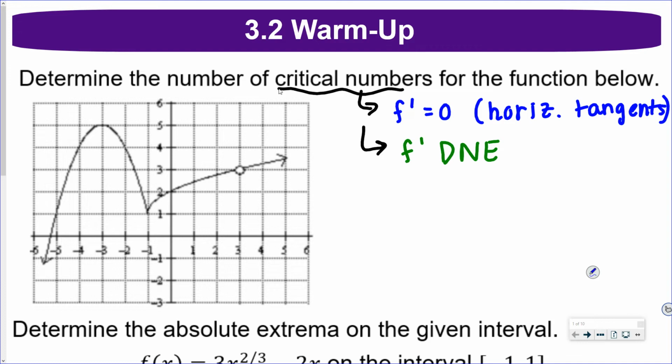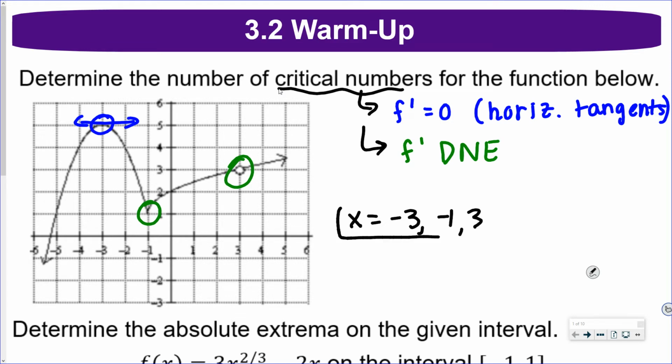There was 1 with a horizontal tangent. That was right here. I'm just going to list the x values. If you listed the ordered pairs, that's okay. So -3 would be a critical number. And then there were 2 spots where my derivative does not exist, and that would be at this cusp and at this point of discontinuity. So x equals -3, -1, and 3 would be my 3 critical numbers. Okay. Questions on that? Kind of a fun problem.